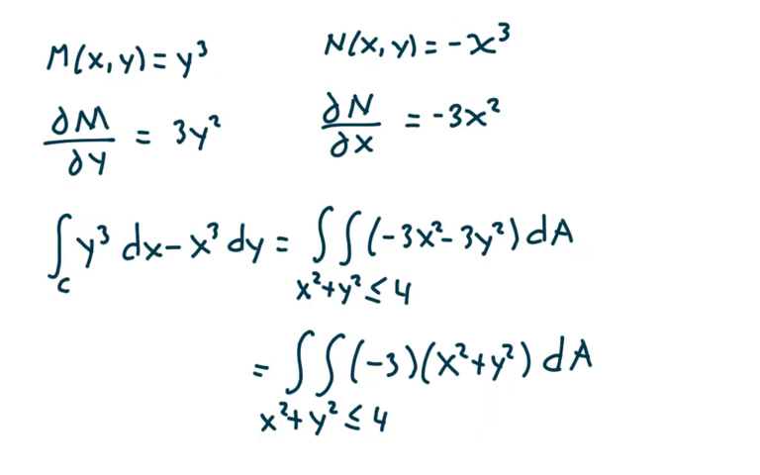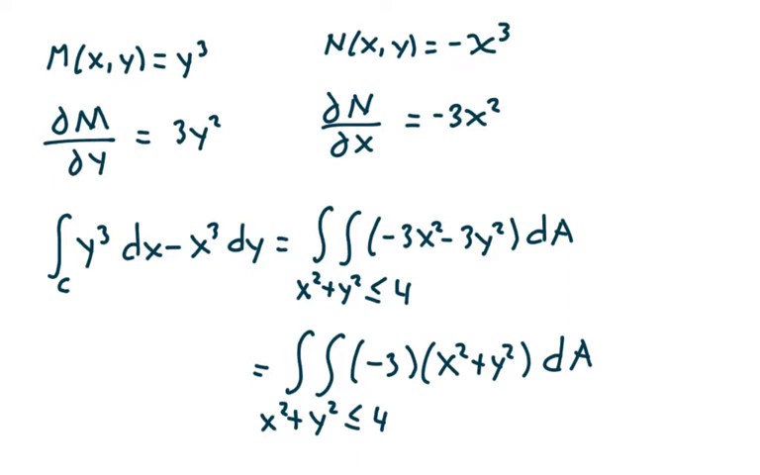Now, m of x, y is y cubed. N of x, y is negative x cubed. Common mistake is people might forget that negative, and it needs to be there to apply Green's theorem. Now, the partial of m with respect to y is 3y squared. The partial of n with respect to x is negative 3x squared. And it's very tempting to want to do polar right off the bat. I would recommend waiting a minute, okay?